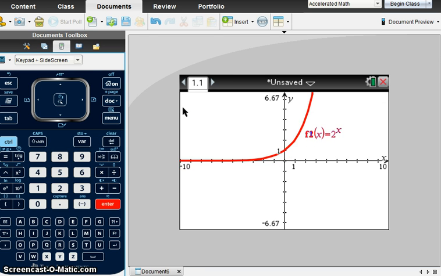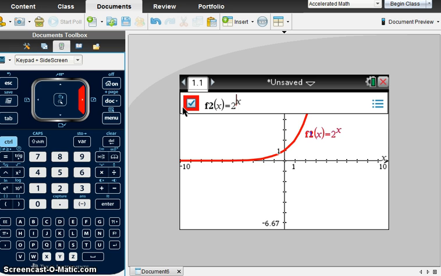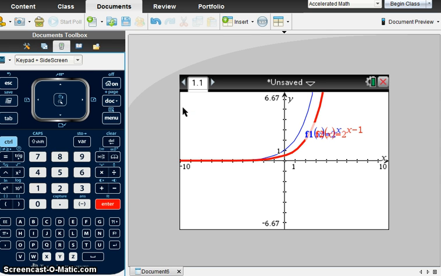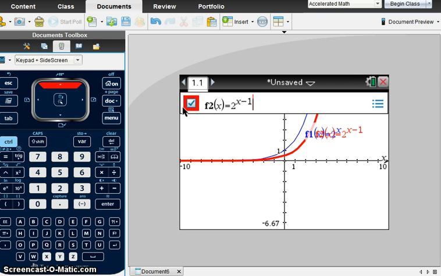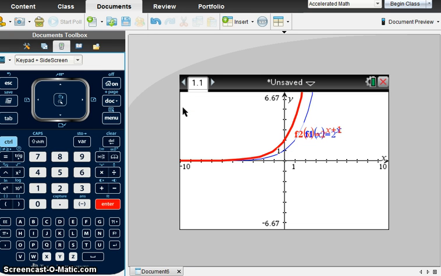Okay, so I'm going to clear that off there. We can see the red one went back to being the parent function. Well, to do a horizontal shift, we need to play with the number up here in the exponent. So let's do 2 to the x minus 1. And remember, the blue one is the original parent function. You can see that when we did 2 to the x minus 1, the red one shifted 1 to the right. Wonder what might happen if we add 1. If we add 1, it shifts 1 unit to the left.